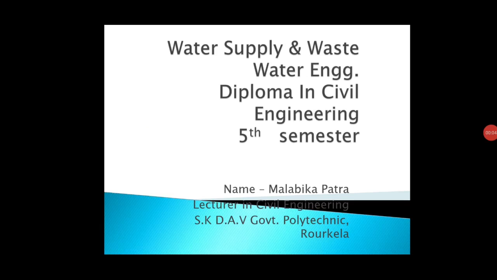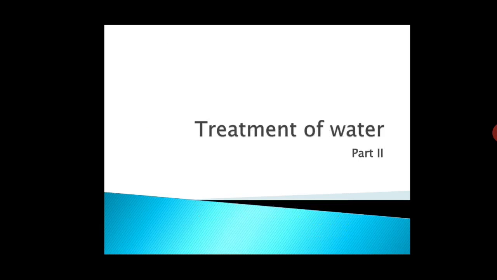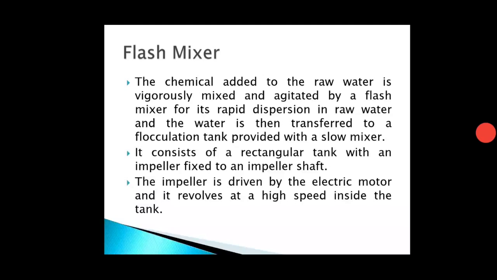In the last class we discussed the different types of coagulant, and today we are going to discuss the mixing devices which are used for the coagulation process and the laboratory test which is used for determining the optimum dose of coagulant. So first we will discuss the flash mixer.